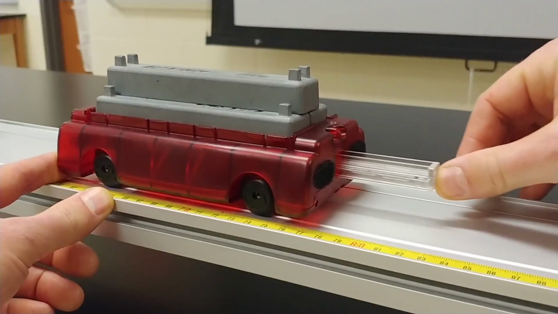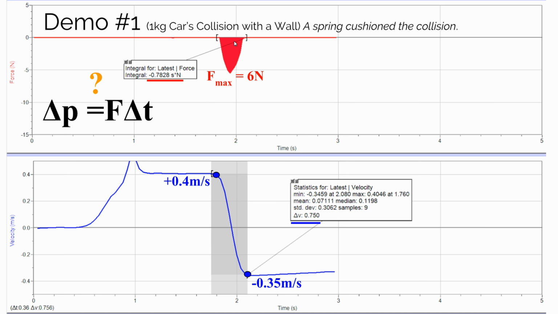So here's what the data shows. You can see that the force sensor is measuring a maximum of 6 newtons during the impact, over a little between 0.2 and 0.3 of a second the impact lasted. And we want to figure out, does the product of force times time quantitatively equal the change in momentum of the system?